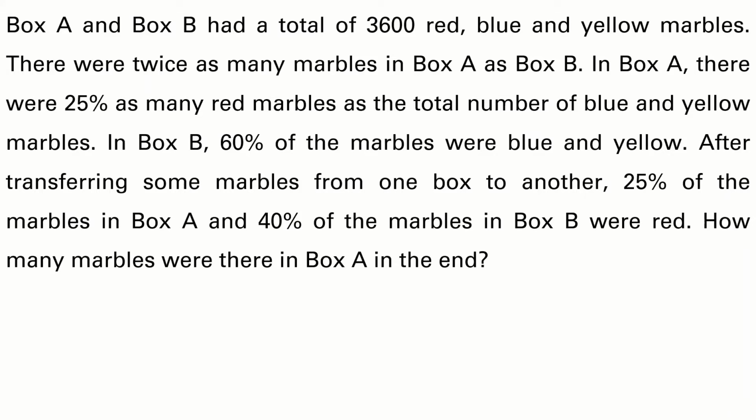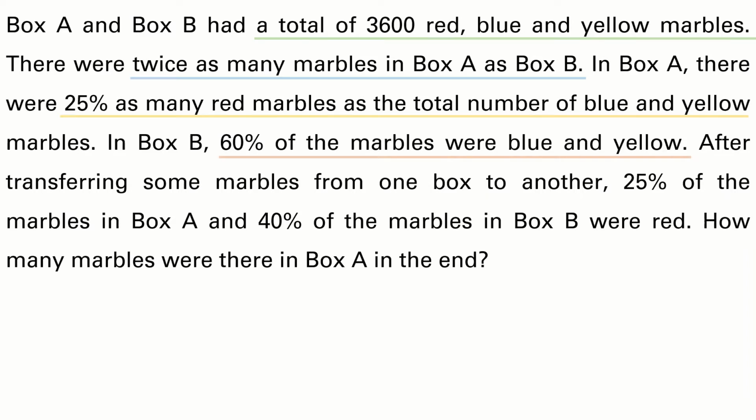So the first key phrase is Box A and Box B had a total of 3,600 red, blue and yellow marbles. Next, there were twice as many marbles in Box A as Box B. Next, in Box A, there were 25% as many red marbles as the total number of blue and yellow marbles. Next, in Box B, 60% of the marbles were blue and yellow.